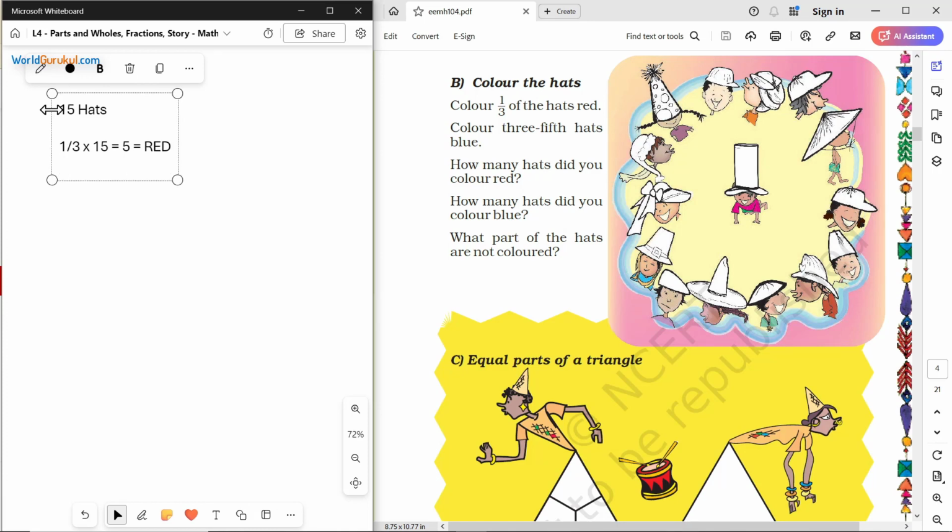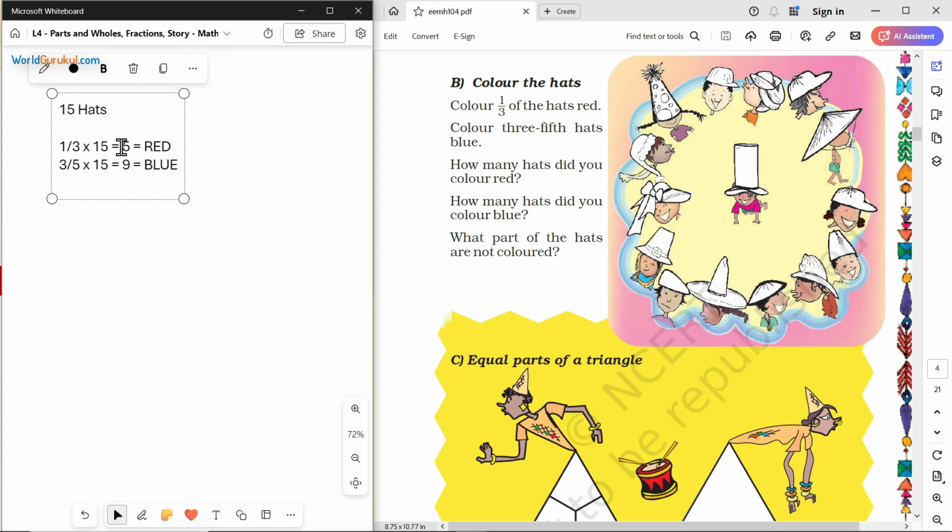And the next 3/5 of the hats blue. 3 by 5 multiplied by 15. Can you tell how much this is? This is going to be 9. So 9 hats you need to color in blue. Here's the question. How many hats did you color red? 5. How many hats did you color blue? 9. What part of the hats are not colored? So what will be the remaining part?